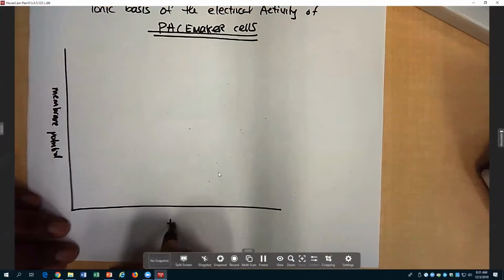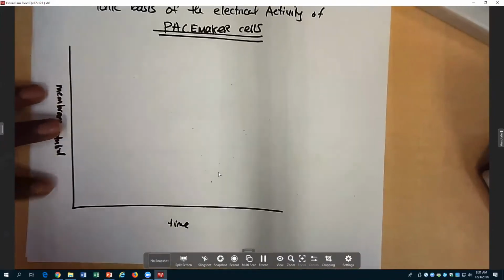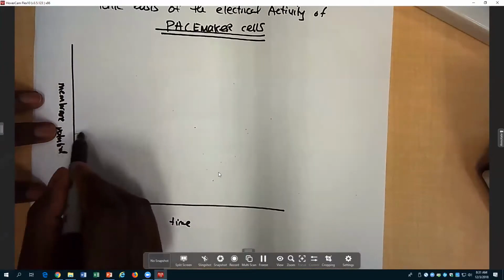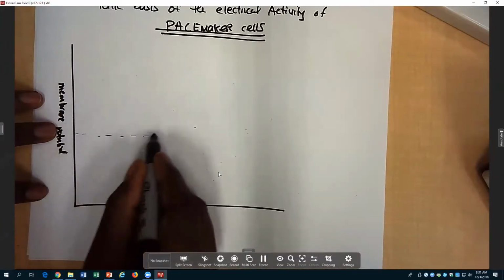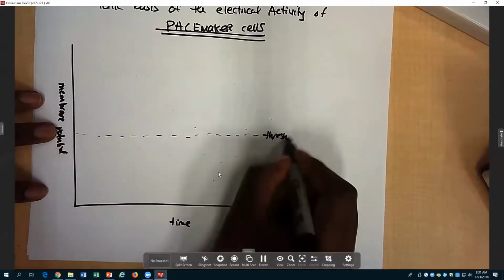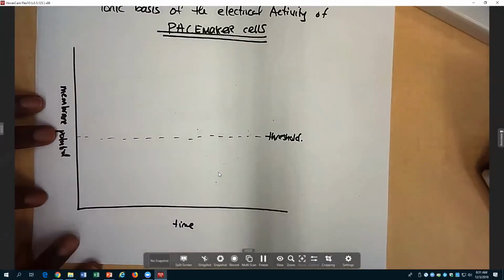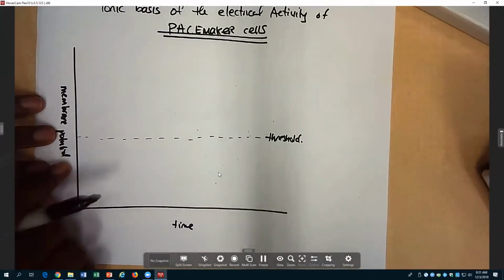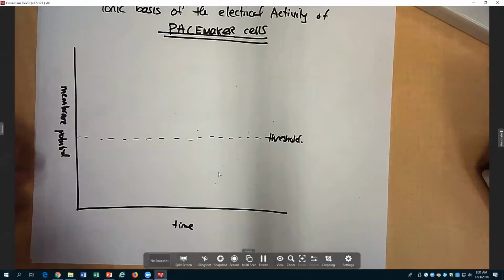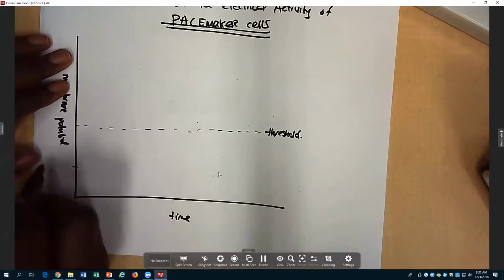On the x-axis here, we have time. Okay. All right, let's just make a landmark here. This is threshold. Right, about negative 55 here. Okay, now the first series of events we talked about was the initial, let's make this negative 70.